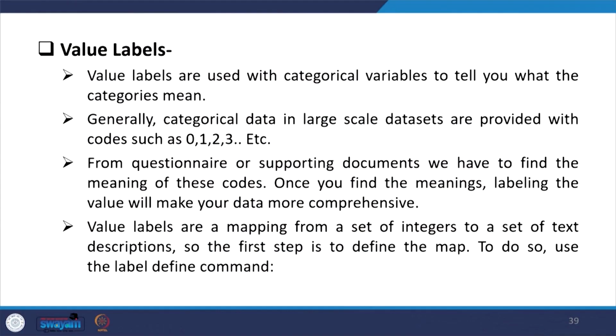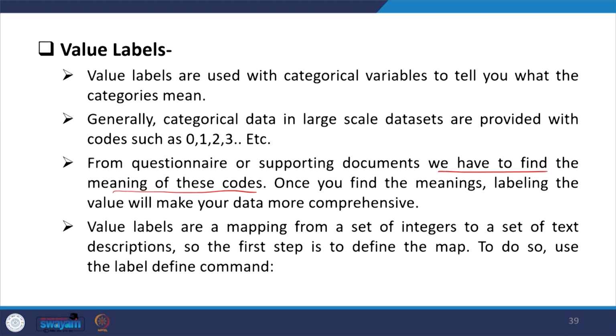are used with categorical variables to tell you what the categories mean. Within gender we have values like 0, 1, 2, 3, etc. So 1 may stand for male, 2 for female, or the reverse, or maybe 1 for female. But we have to define it from the beginning. From the questionnaire or supporting documents, we have to find the meaning of these codes. Once you find the meanings, labeling the values will make your data more comprehensible.